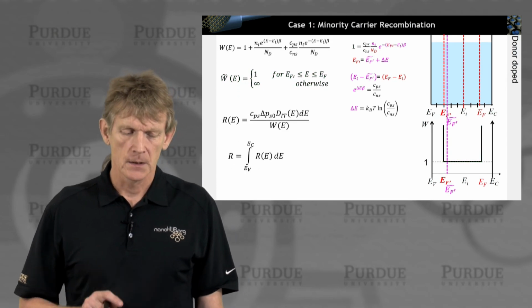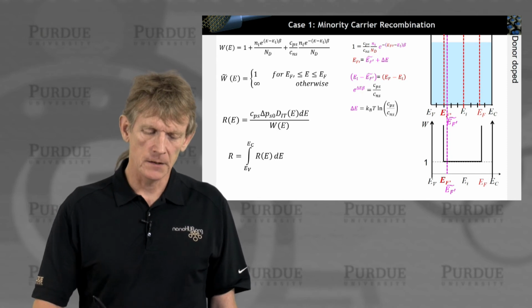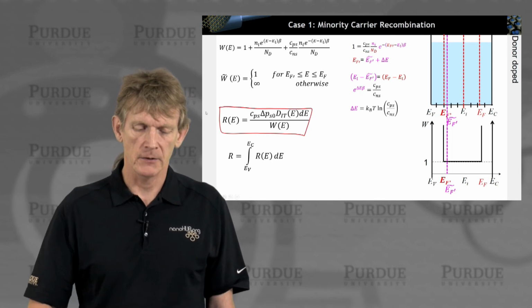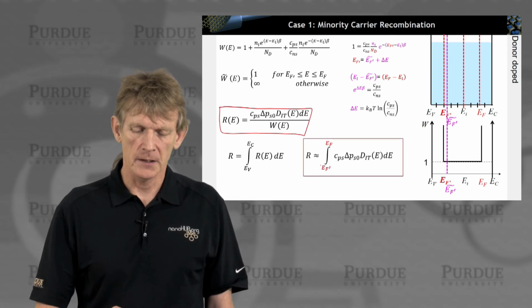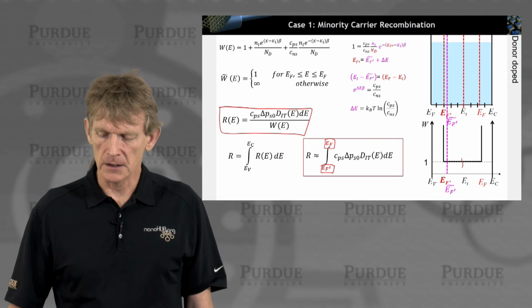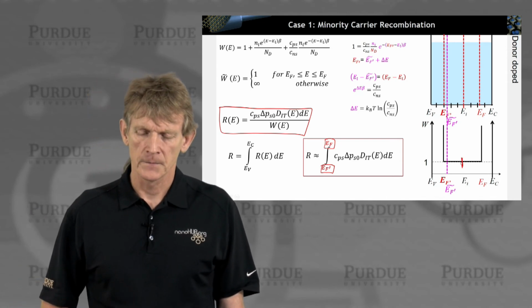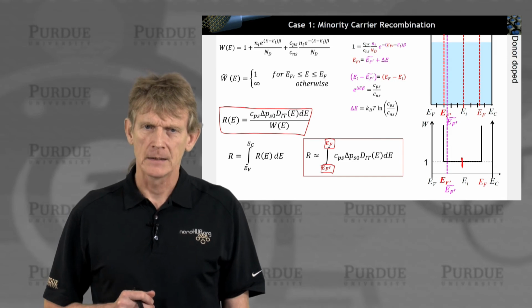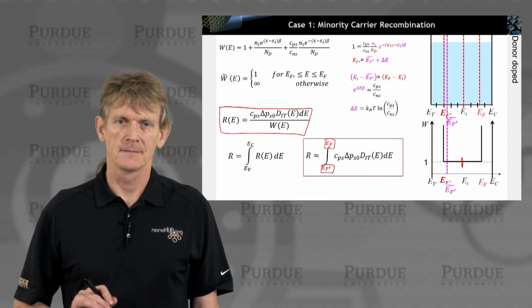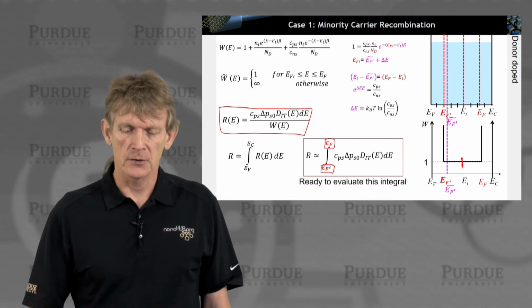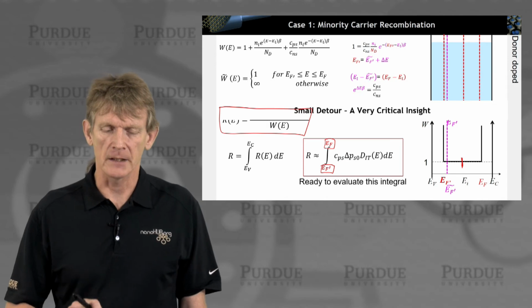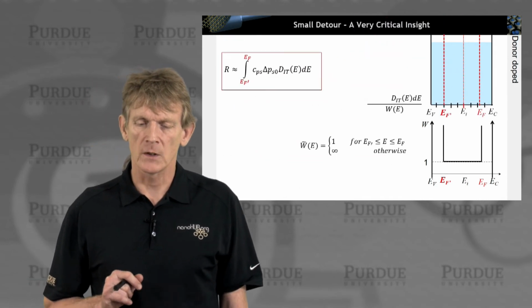All right, so now instead of doing the integral from EC to EV over this complicated integrand, we just run the integral from EF prime to EF, where basically they are mirror images of each other compared to the intrinsic level, and calculate this integral. All right. Now you might ask, well, there's some fudging here and all that, but the fudging gets worse. So we're ready to evaluate this integral, but we'll take a small critical insight detour, and then we'll evaluate it. Okay. So what's the small detour?